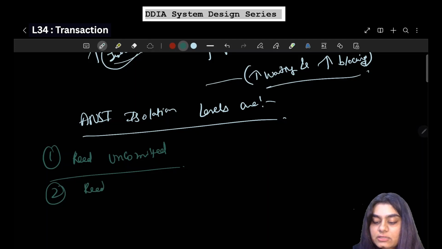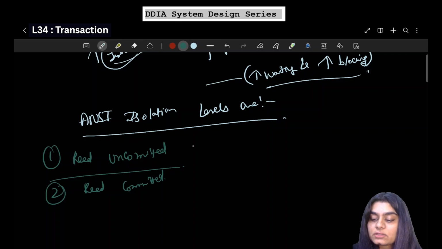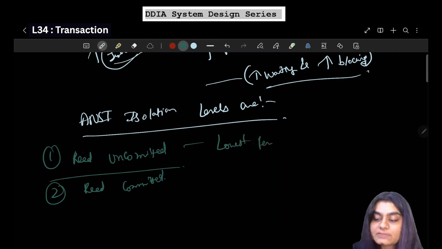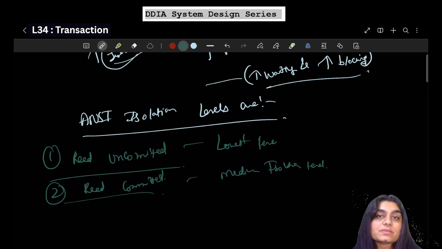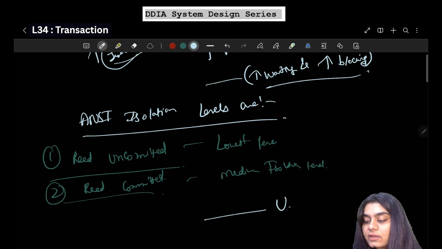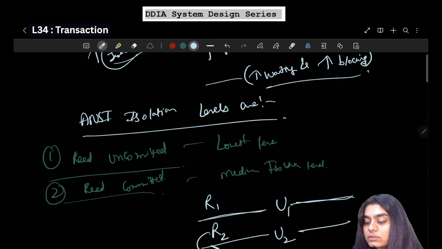Second is read committed. This is the medium isolation level. It is the common default in many databases, where each transaction only sees data that has been committed by other transactions. However, non-repeatable reads can occur. If another transaction has updated a row and committed in between two reads of that row by your transaction, you will see the new data on the second read.